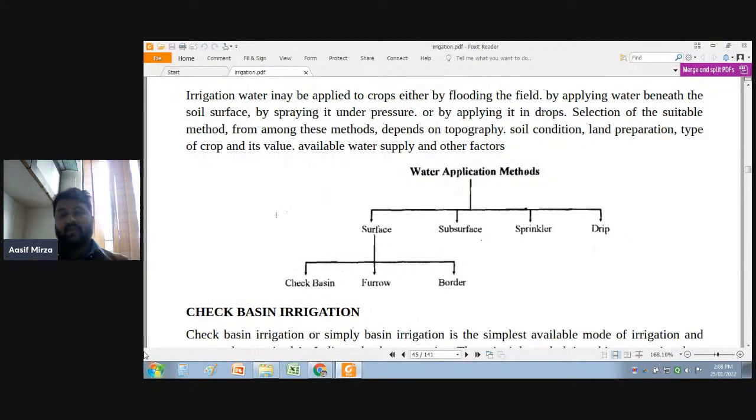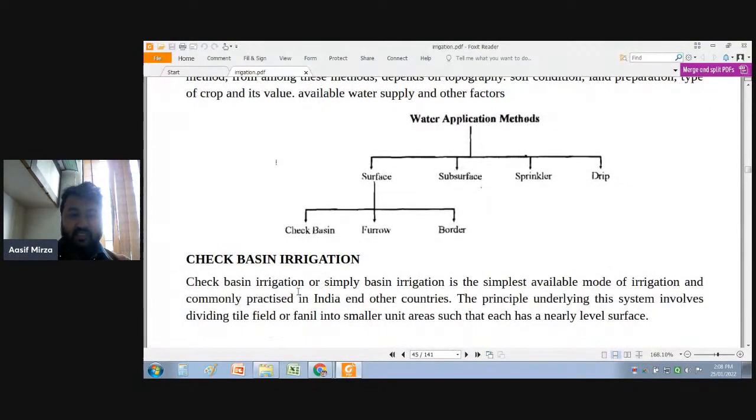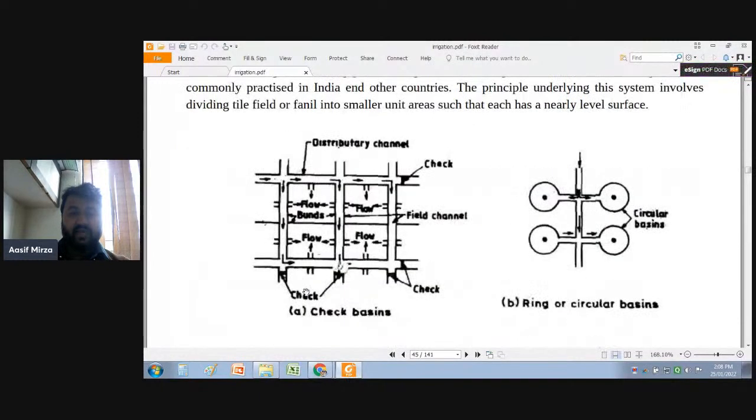Water application methods are surface, subsurface, sprinkler, and drip. And again, the surface method is classified into three: the check basin, furrow, and border. Now, we have check basin irrigation. So check basin irrigation we can see here.